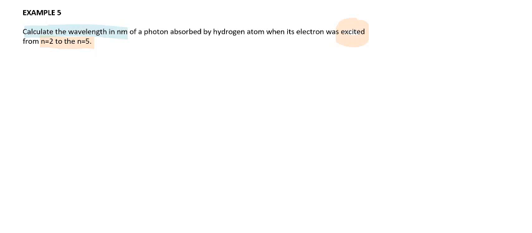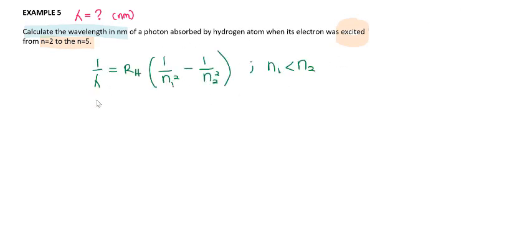So sekarang ni kita perlu cari wavelength, lambda, dia minta dalam unit nanometer. And then kita ada transition of electron. So bila ini berlaku, perkaitan antara wavelength dan juga transition of electron, you boleh pakai this formula. 1 over lambda is equals to RH times with 1 over N1 squared minus 1 over N2 squared, di mana N1 mesti lebih kecil daripada N2.